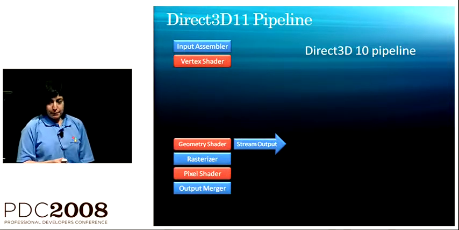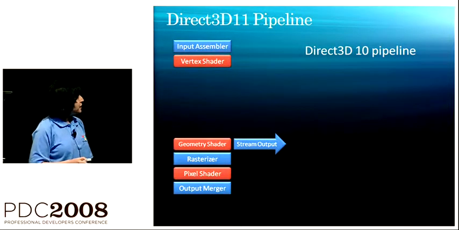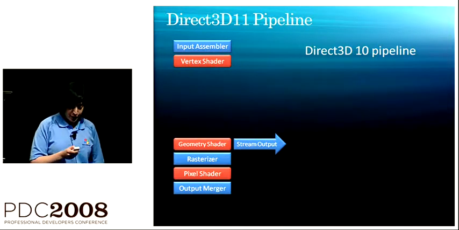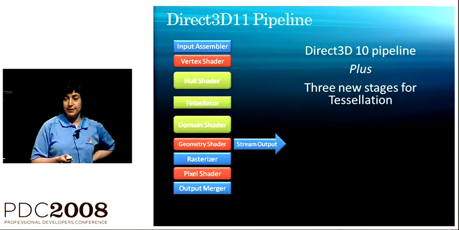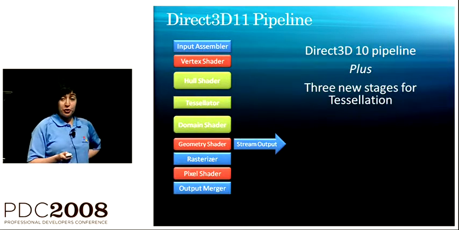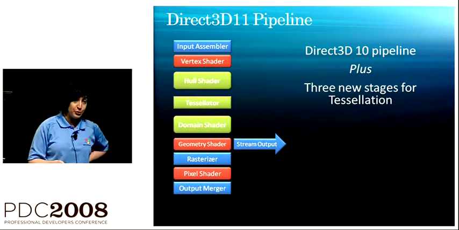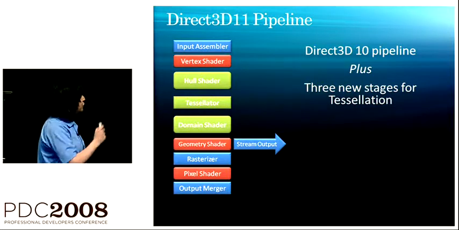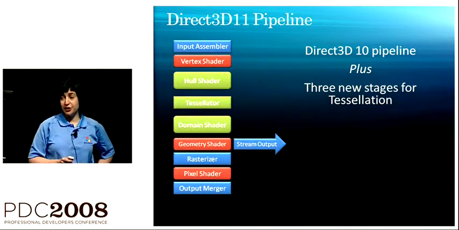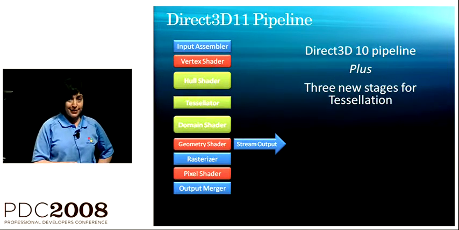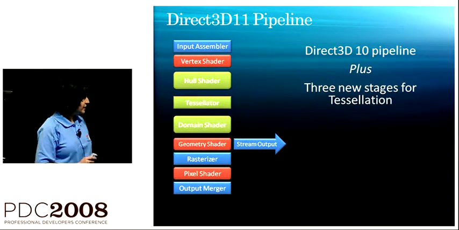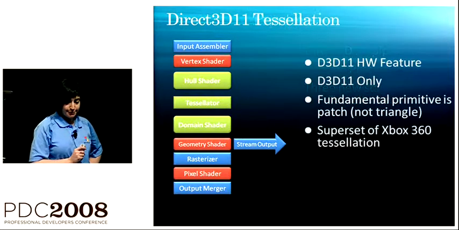So what this means for the pipeline is we basically have the Direct3D pipeline. This is what we had for Direct3D 10. And we're just going to add 3 new stages for tessellation. There's the hull shader and the domain shader, and those are both programmable stages. And those are sandwiching that fixed function tessellator. Now, unfortunately, I don't have time in this talk to explain what each of these stages does, and I'm very sorry about that, but we only have the time that we have.